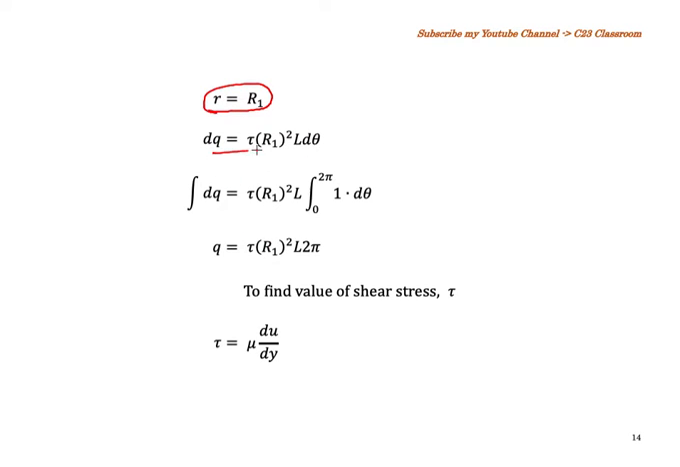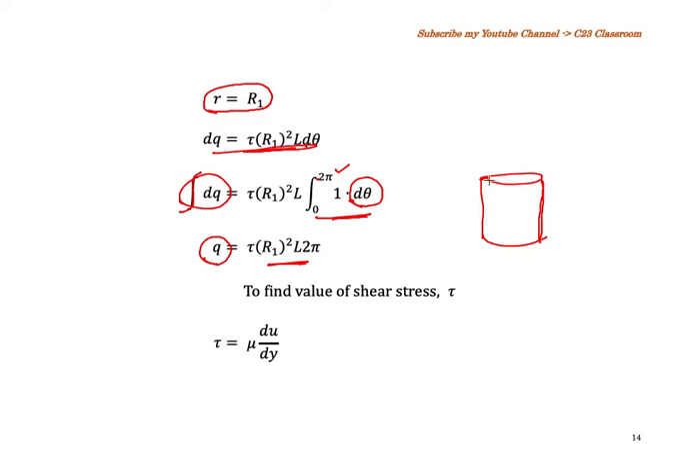After we have the equation of torque like this, we integrate both sides, left and right. The integration of dq here will give us the amount of total torque, and the integration with respect to d theta will give us tau r1 square L 2 pi. The limit of this integration is from 0 to 2 pi, because our object is in cylinder shape. So if we do the integration, we need to calculate along this parameter, and the limit is from 0 to 2 pi.